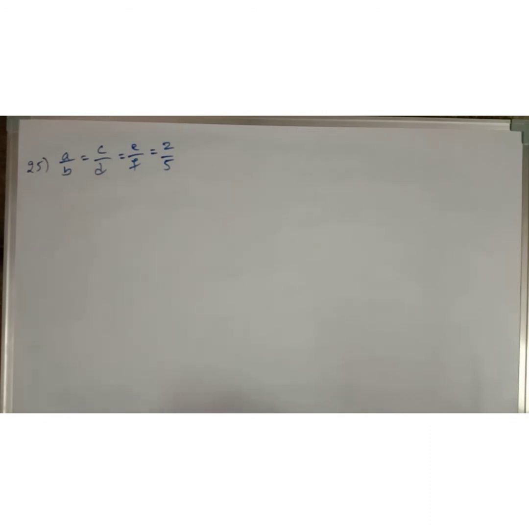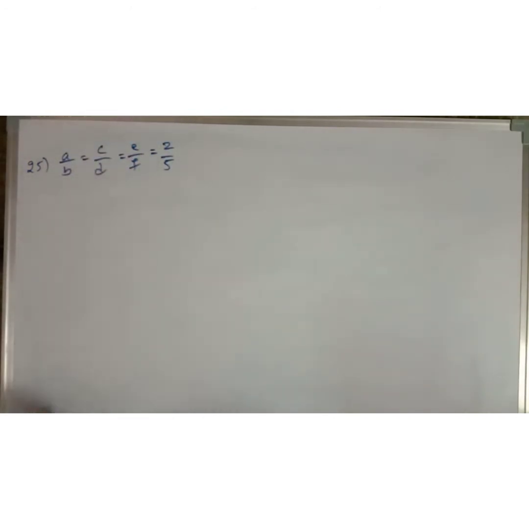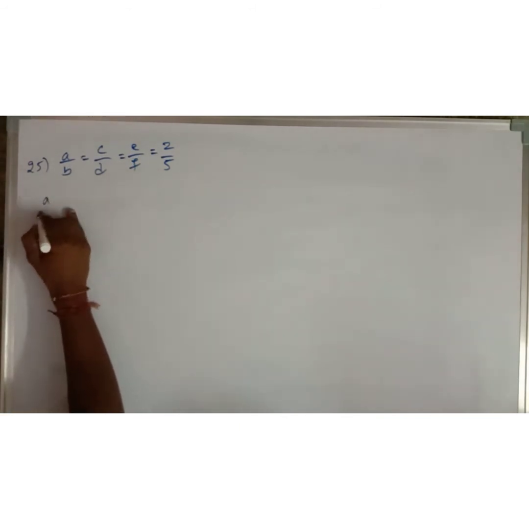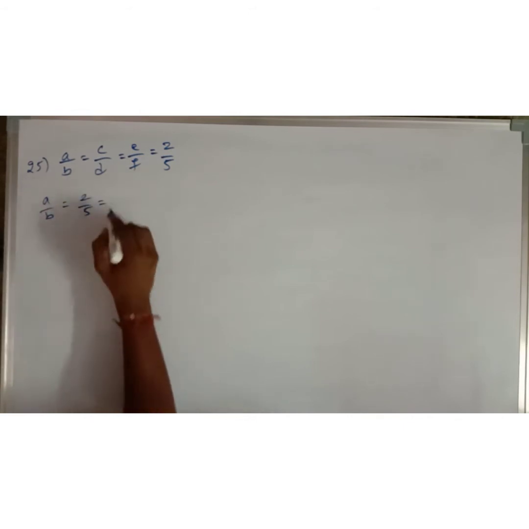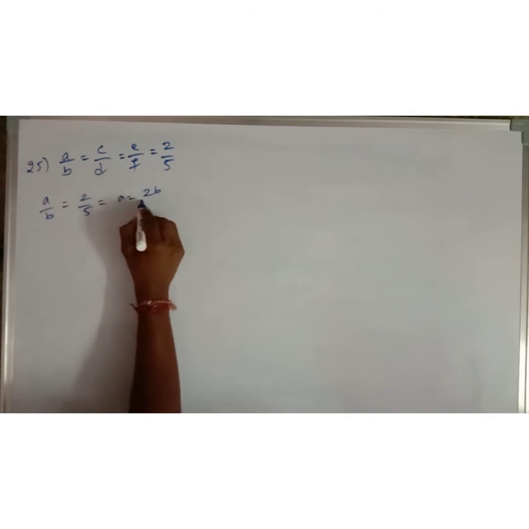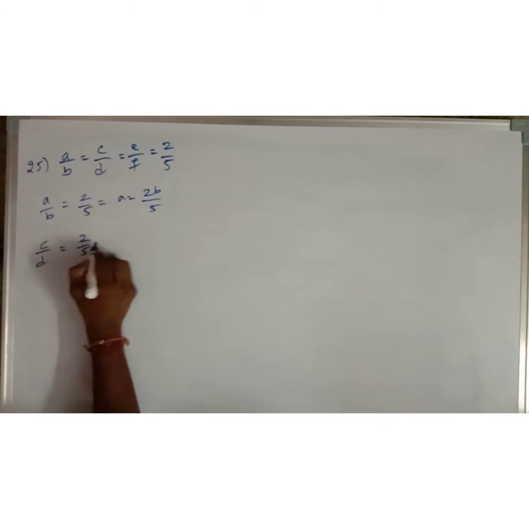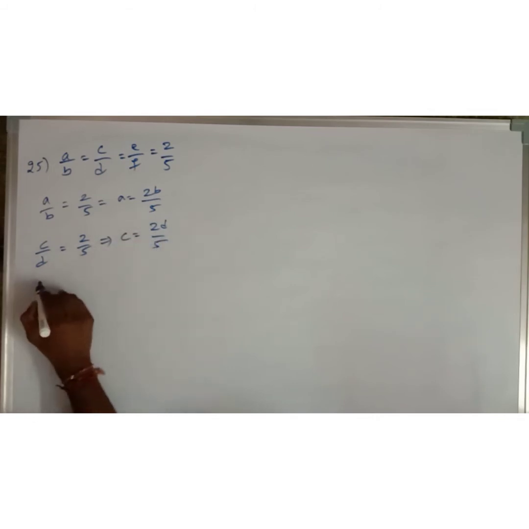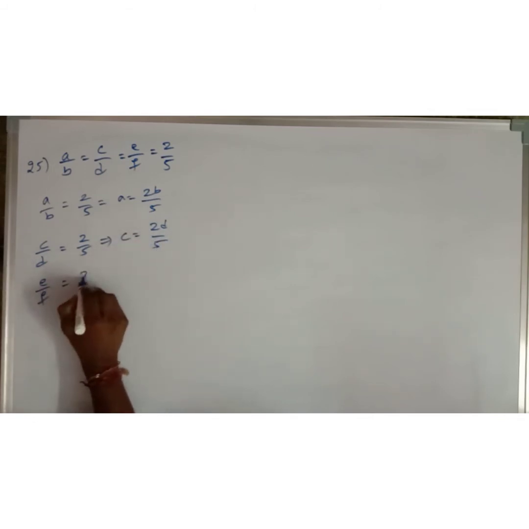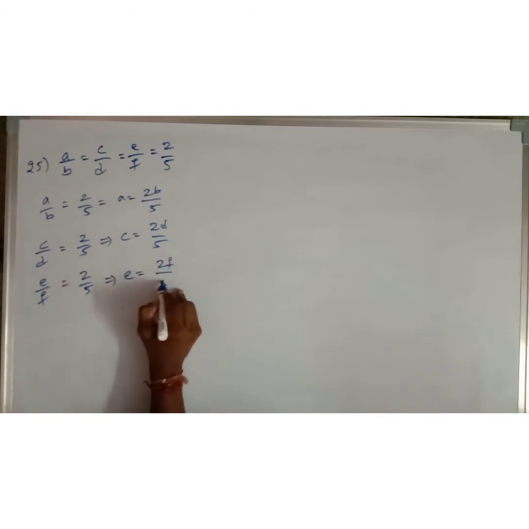Here a by b is equal to 2 by 5, and c by d is also 2 by 5, and e by f is also 2 by 5. Taking a by b is equal to 2 by 5, do the cross multiplication: a is equal to 2b by 5. In the same way, c by d is equal to 2 by 5, so c is equal to 2d by 5. And e by f is 2 by 5, which implies e is equal to 2f by 5.